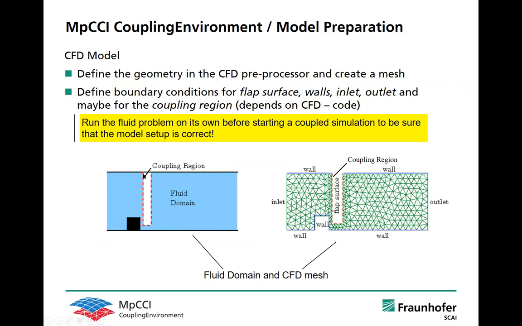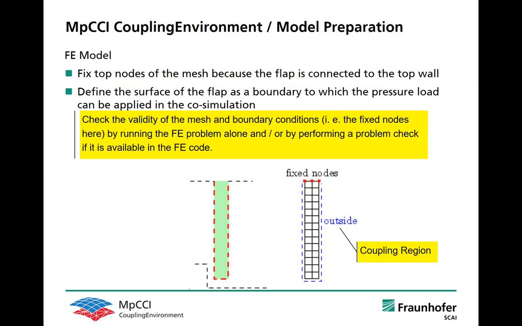MpCCI would only see the CFD surface definition of that flap here, the red dotted part, based on the CFD's own discretization. There's no need to change the typical CFD discretization to another one. MpCCI directly understands the CFD-based discretization of that surface, handles it, and then transfers and interpolates it to the other mesh discretization coming from the structural part.